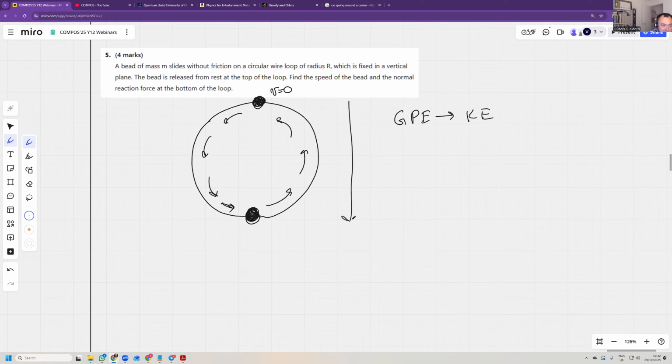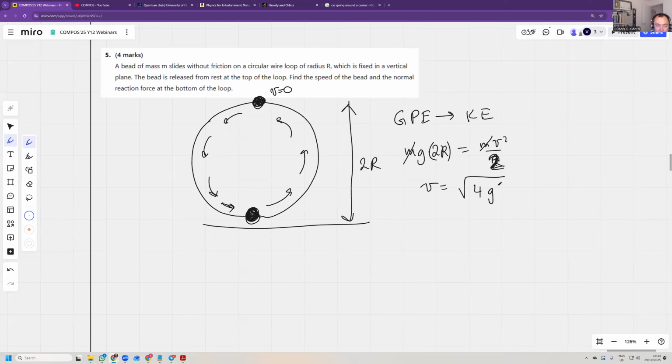So gravitational potential energy at the top: the height at the top is 2r. So gravitational potential energy is mgh. So mg multiplied by 2r is equal to the kinetic energy, which is mv squared over 2. Kinetic energy is 1/2 mv squared. M cancels, and we get the speed is equal to the square root of 4gr, or 2 root gr.